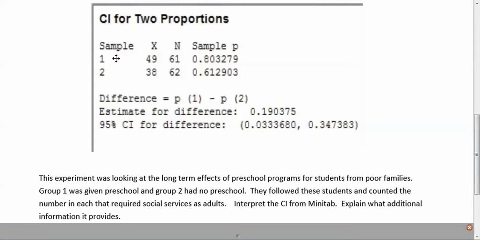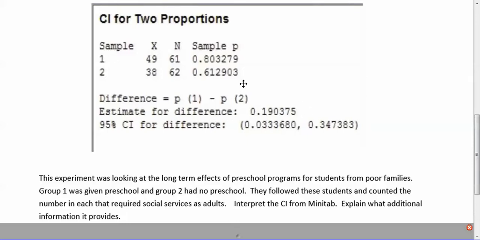Later on, as adults, they counted how many required social services. So here you have group 1, and this means there were 49 successes, and in this case, a success means that they required social services, out of a total sample size of 61. So the sample p, the p hat for group 1, was about 0.8. Below that we have group 2, and we had 38 successes out of a sample size of 62, and our p hat for group 2 is about 0.61.